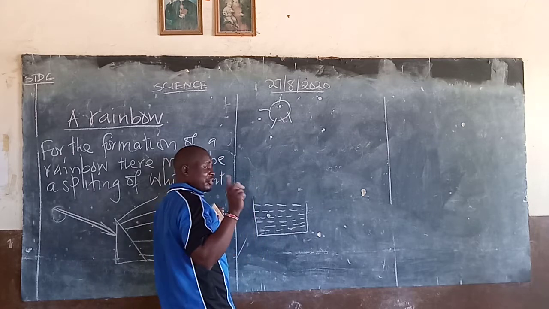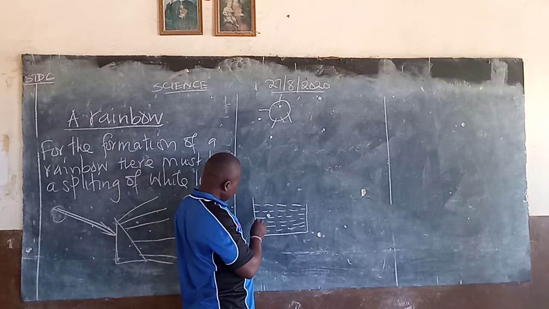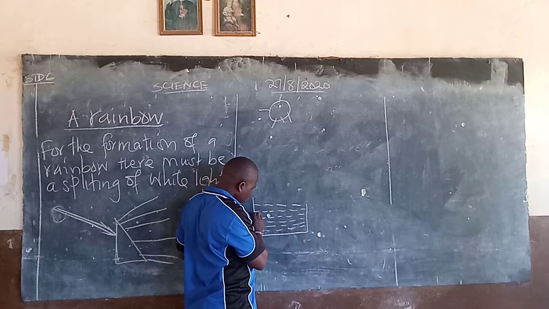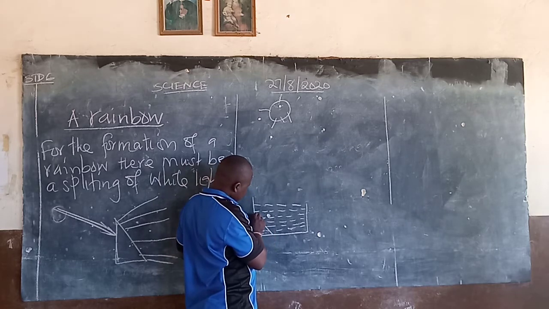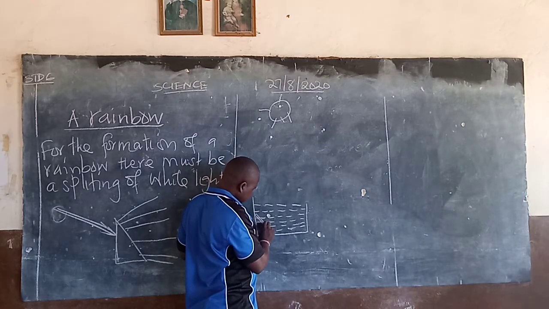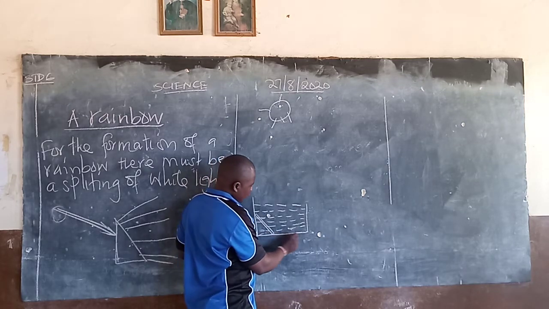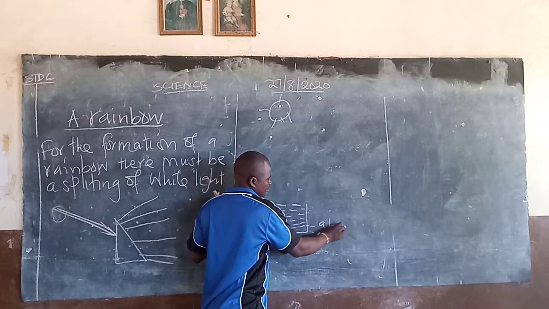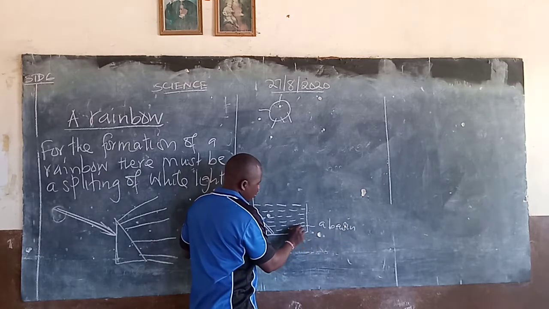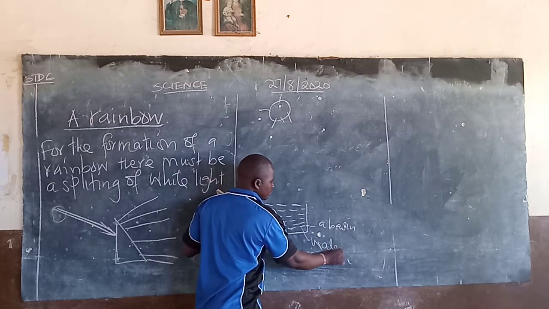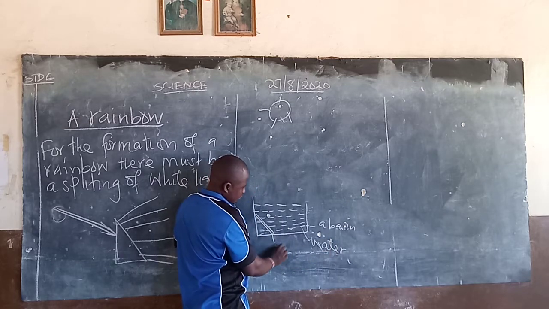For a rainbow to be formed, there must be water. So when we have water, and then we put our mirror here. Let us put our mirror here. So we have a basin, water, mirror.